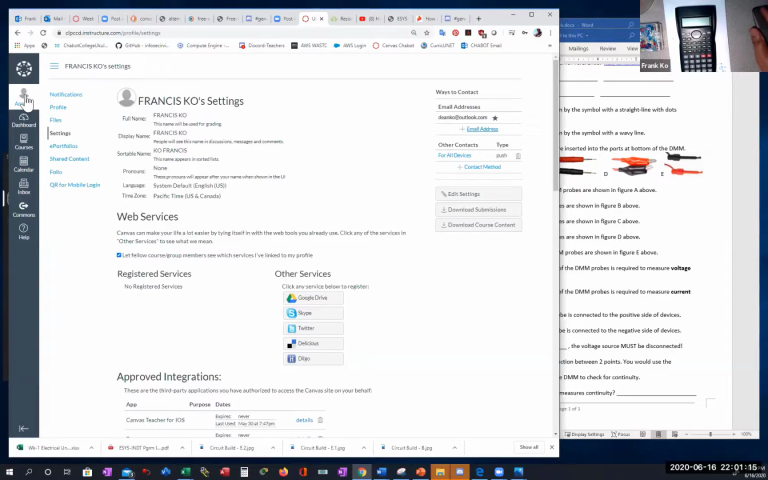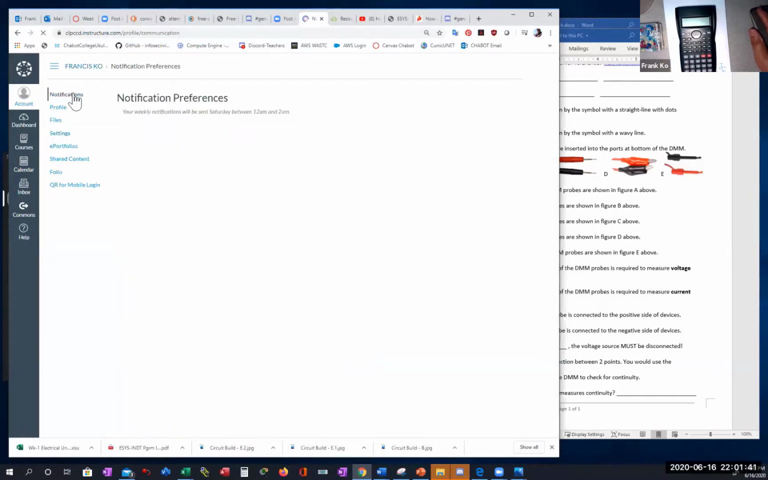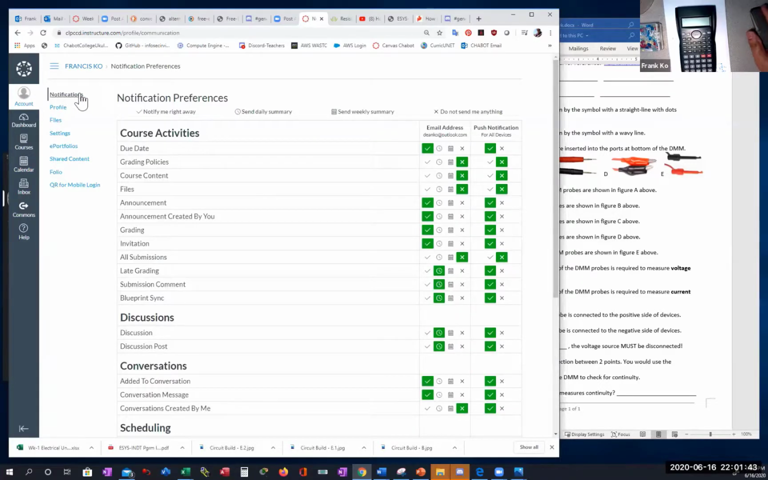It is in Canvas. Click your own account. You should see your name. Go to settings. And if you don't see your personal email address up here already, click add email address and make sure it is added. Once that is done, then you want to go here. Watch my screen. Watch my screen. Under notifications, here's where you're going to see your preferences for notifications. You will see one column, maybe more than one column, depending upon how many email addresses you load up in here.